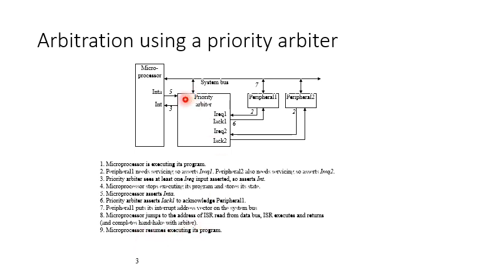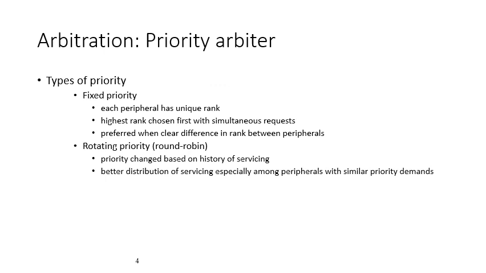So we will deassert all this signal and the microprocessor will resume its normal program after servicing the interrupt from peripheral 1. So that was about priority arbitration. Let's move on to the next slide. Basically there are two types of priority arbiter. Number 1 is fixed priority, number 2 is rotating priority.